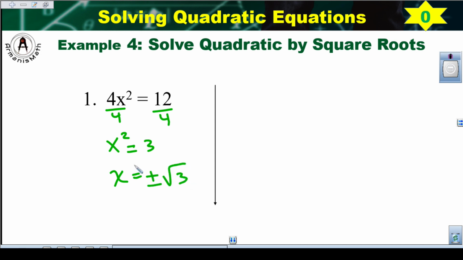So there are also two solutions here, right? That's not new to me. It's not news, because once again, this is quadratic, second degree. I'm expecting two solutions. Well, here they are: either square root of 3 or negative square root of 3. Two different solutions.